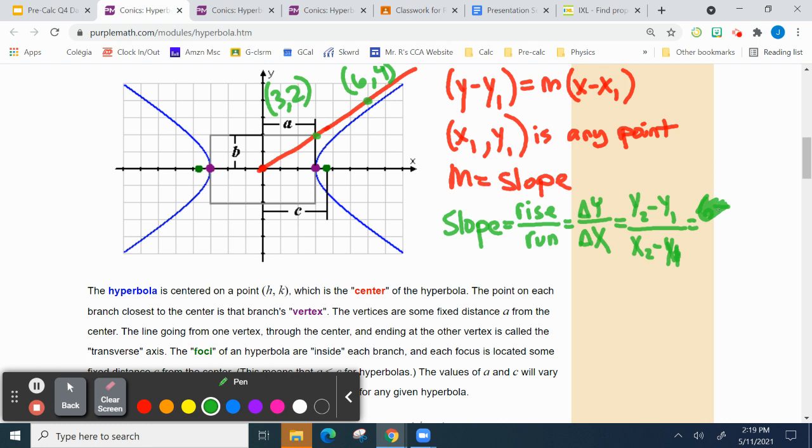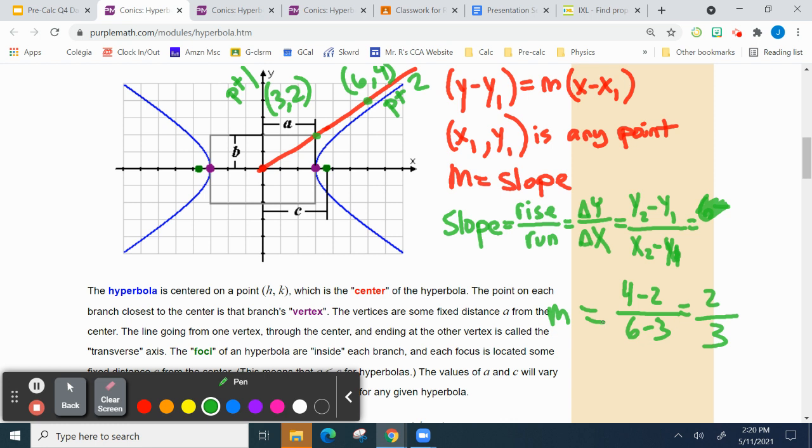Okay. So y2 is 4 minus y1 is 2, over x2 is 6 minus x1 is 3. Okay, so this is point 2 over here, and this is point 1. So it's y2 minus y1 on top, and x2 minus x1 on the bottom. So now we have a slope. 4 minus 2 is 2, and 6 minus 3 is 3. So that is our slope right there. So m equals 2/3.